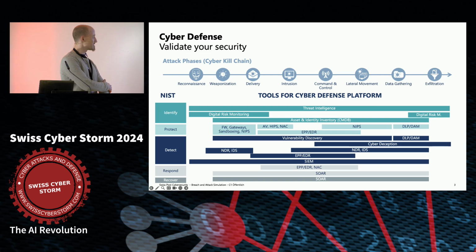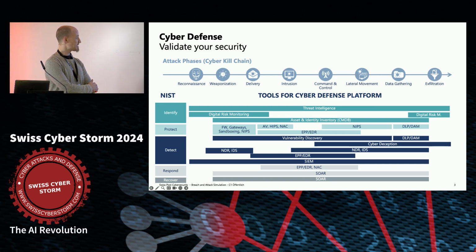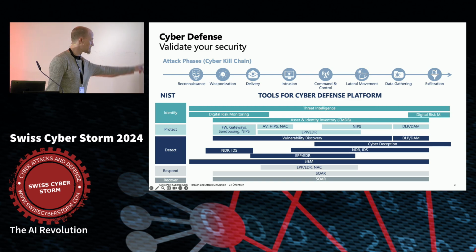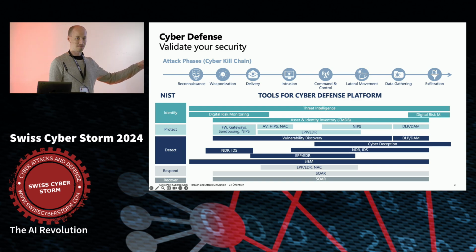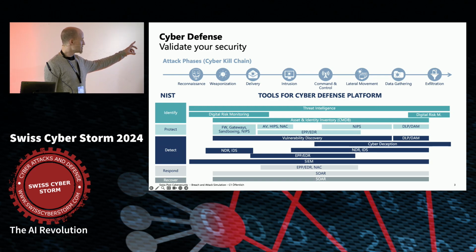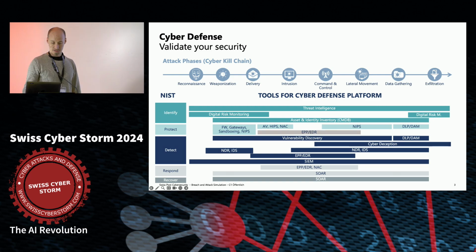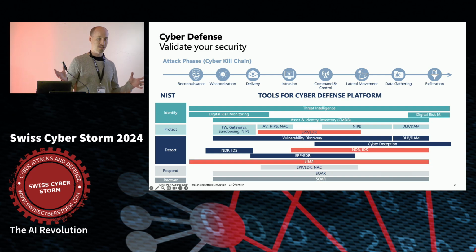What do we see here? This is what we call the cyber defense platform. On the left side, we have NIST, and on the top row, we have a typical cyber kill chain. And what we then do is map all the security controls you might have, or not, to NIST and to which part of an attack chain they cover. To give you a few examples, you have your typical EDR, you might have something on the network, and you probably have a SIEM where you collect all the data and can do your analysis.